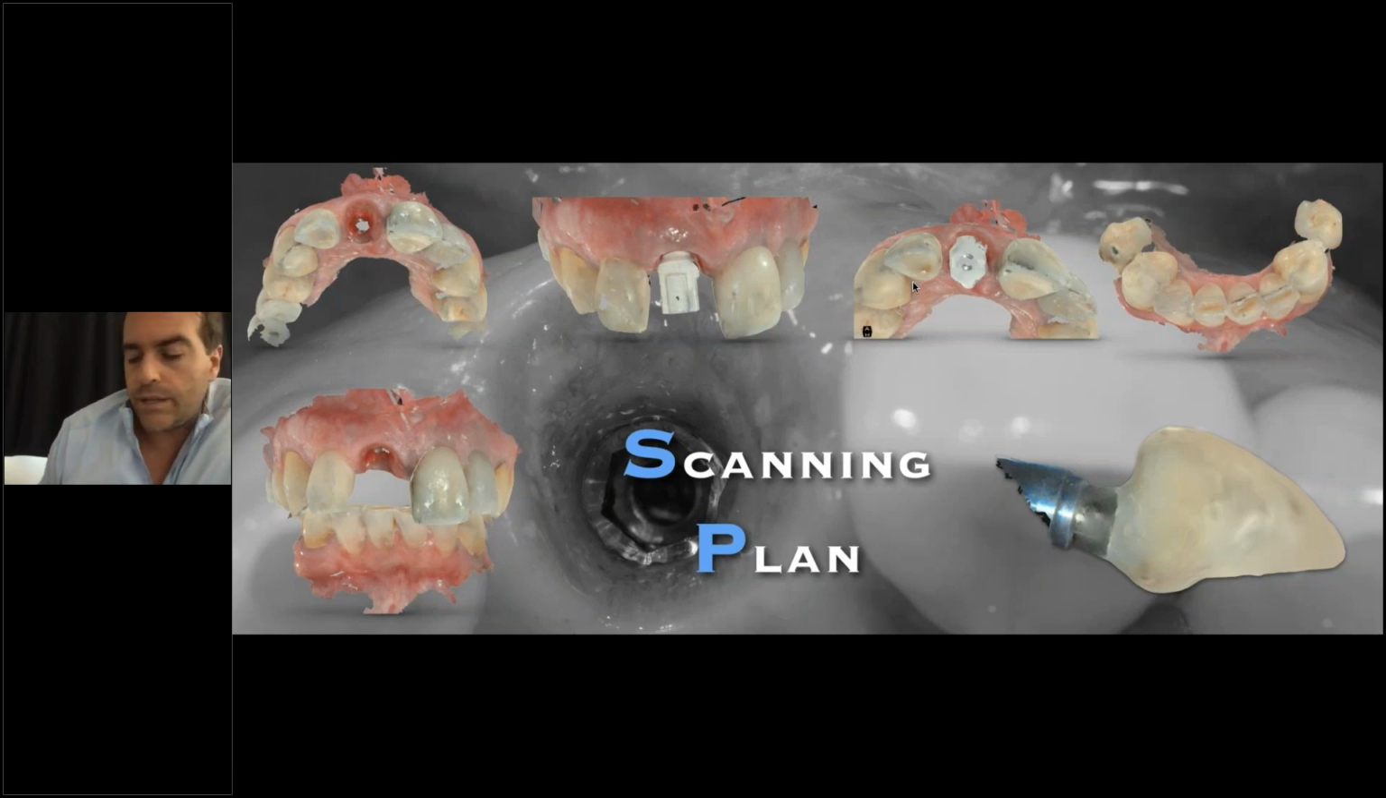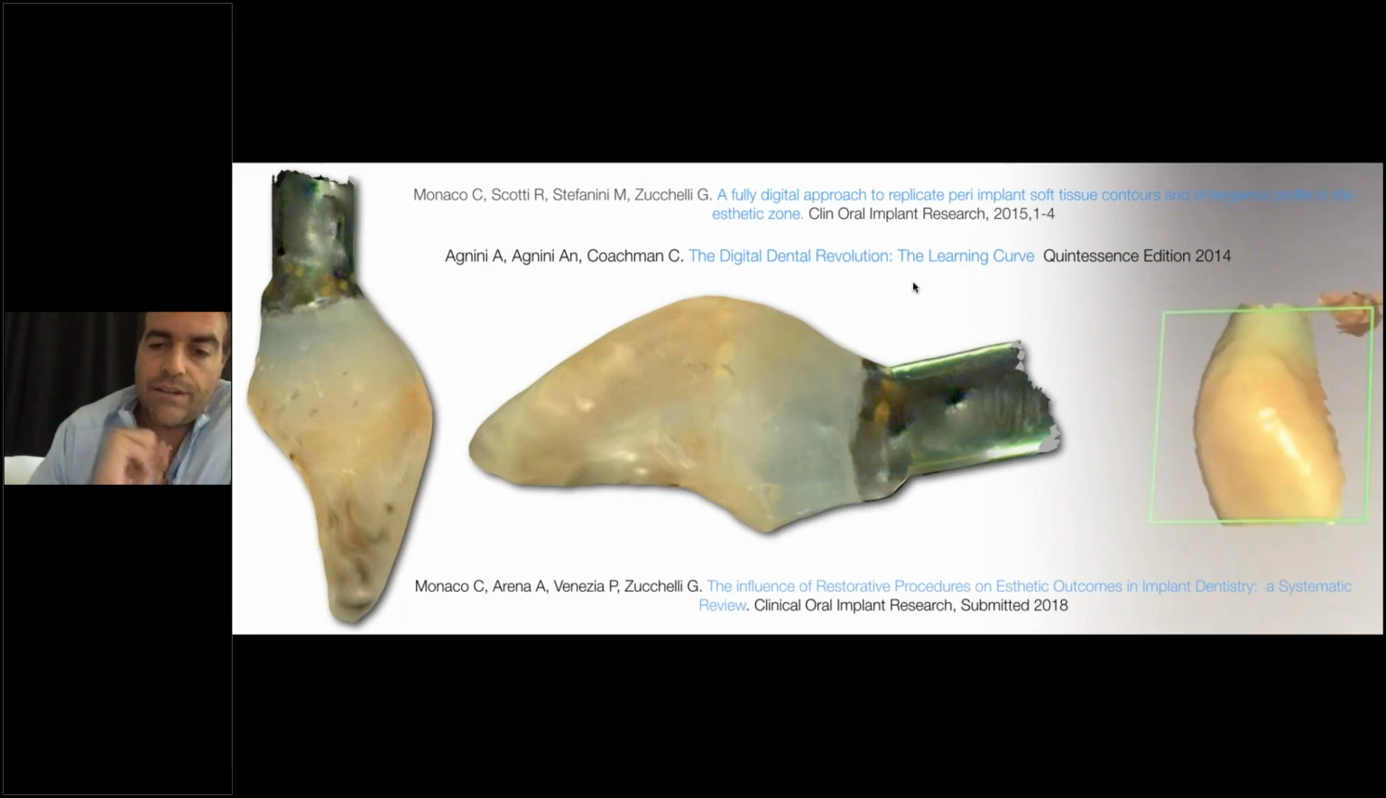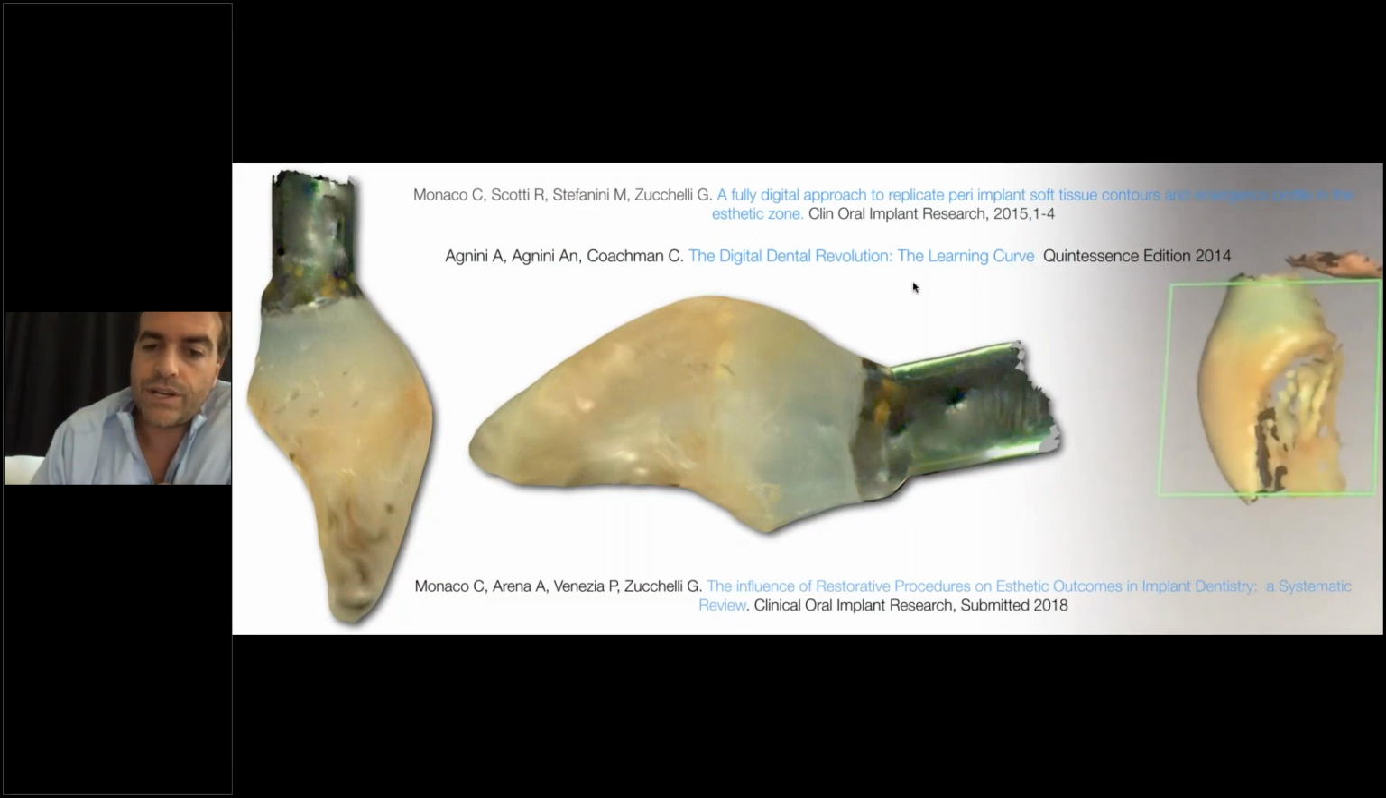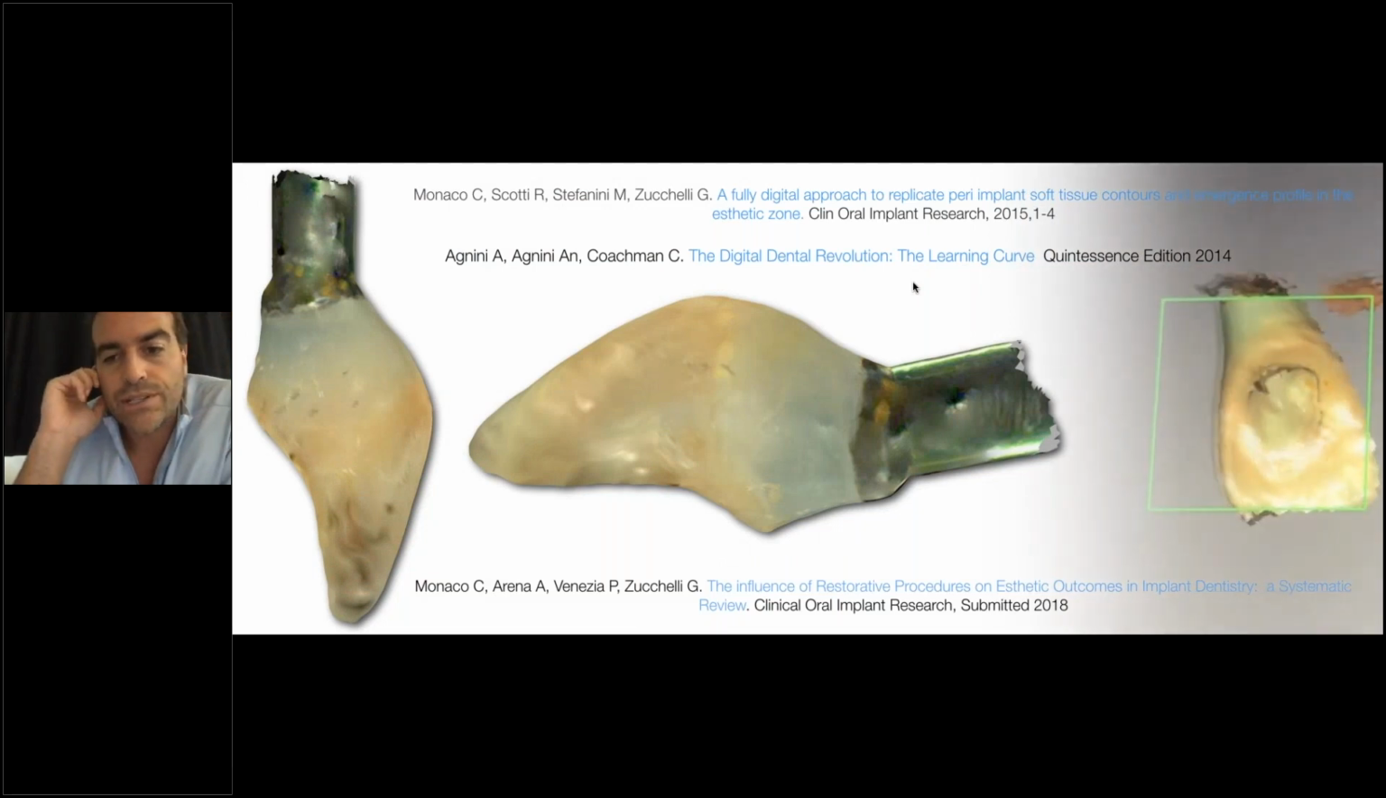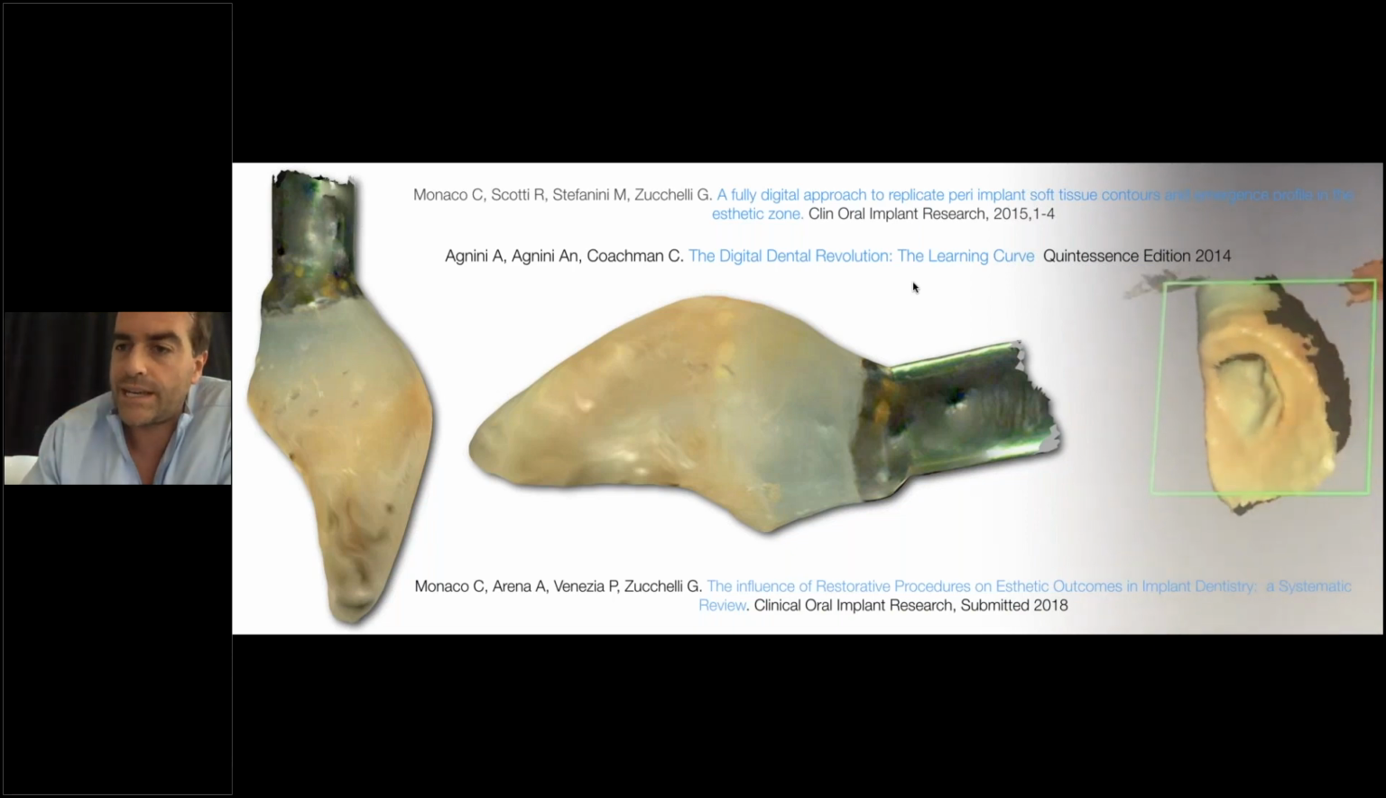So we need to take the provisional restoration scan, the scan body scan, the soft tissue situation scan, the opposing arch scan, and the bite registration scan. But the most important scan, especially in the anterior area, for a single implant restoration, is the provisional restoration chair side scan.